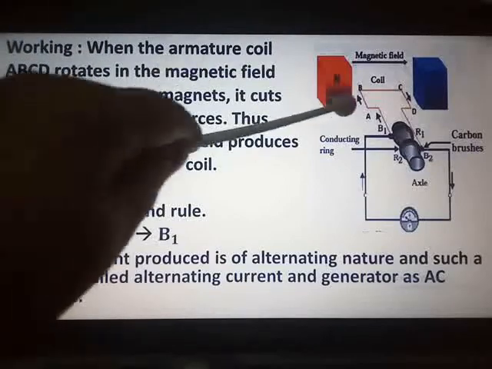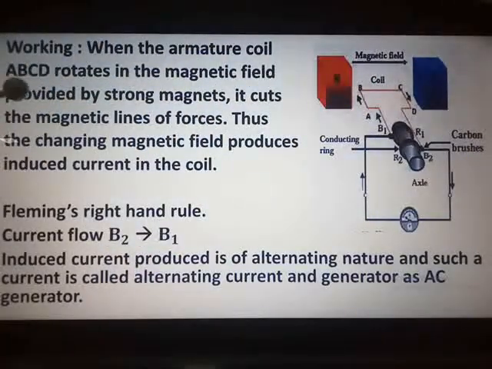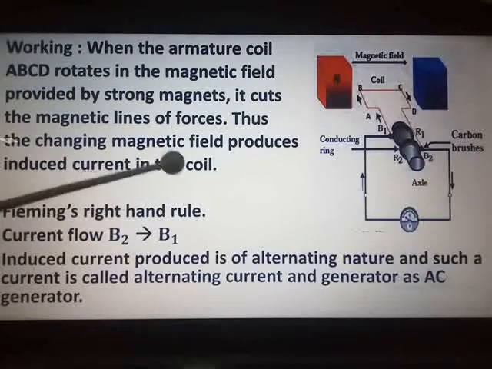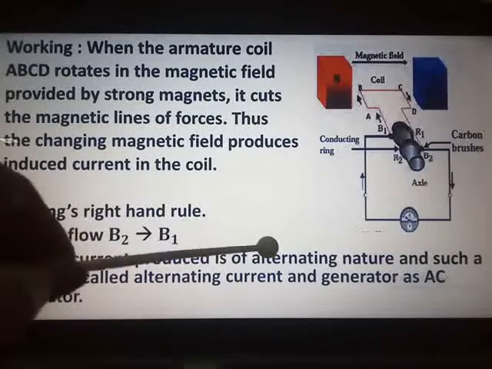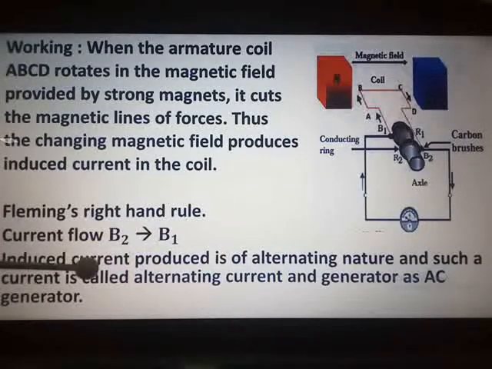When the armature coil ABCD rotates in the magnetic field provided by strong magnets, it cuts the magnetic lines of force. Thus, the changing magnetic field produces induced current in the coil. Then you can write about this induced current, the correct current flow, applying Fleming's right hand rule. Then you can show how the current flows from B2 to B1. The induced current produced here is of alternating nature, and such a current is called alternating current, and the generator is called an AC generator. Now this is the working in my own words. You can write it by taking the help of the first paragraph on page number 60.